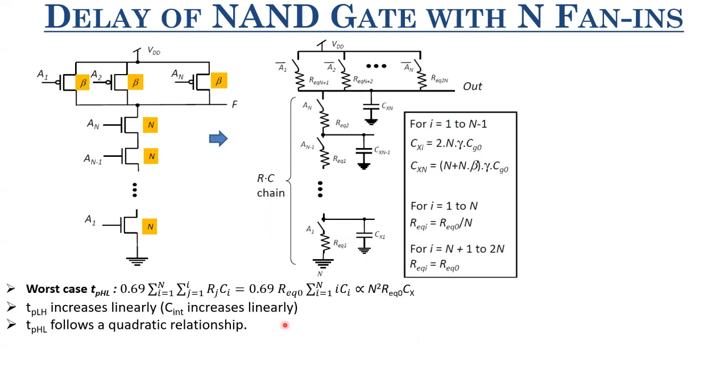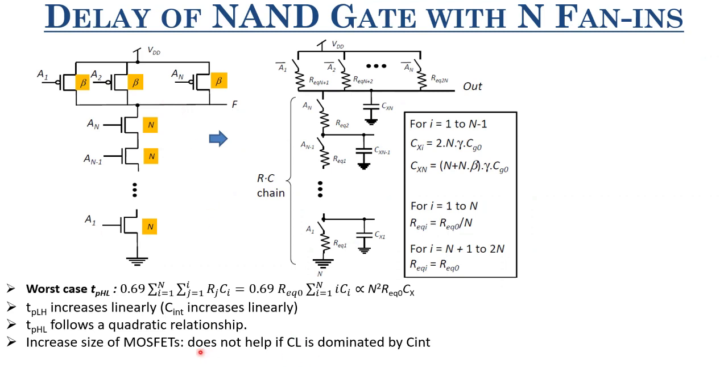What exactly are the design guidelines in order to reduce tPHL? One way is to reduce the R equivalent 0 by increasing the size of all the MOSFETs. If we increase their size, this R equivalent 0 would become R equivalent 0 divided by something else, so that would somewhat reduce. That is a good technique, but at the same time, it increases the area significantly. And it does not help much if CL is dominated by Cint, because if you increase the sizes, then this internal load capacitance also changes and even CL is increasing, right?